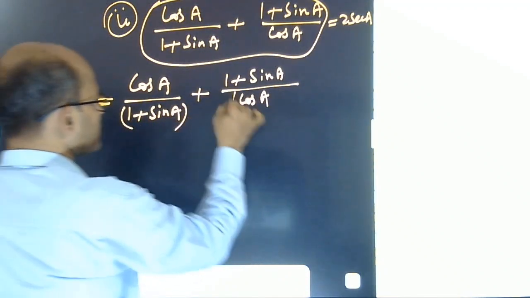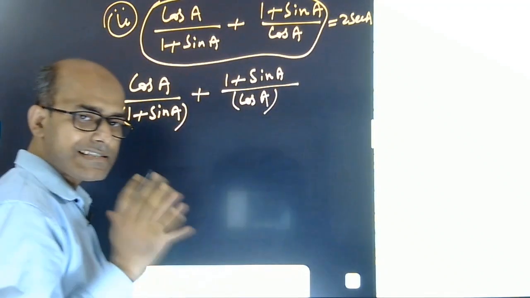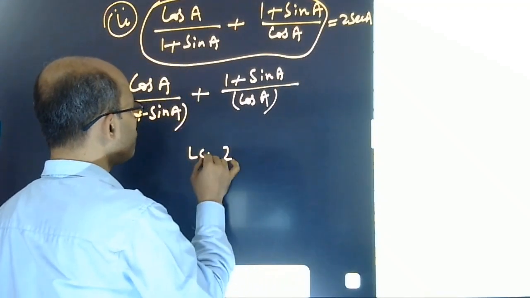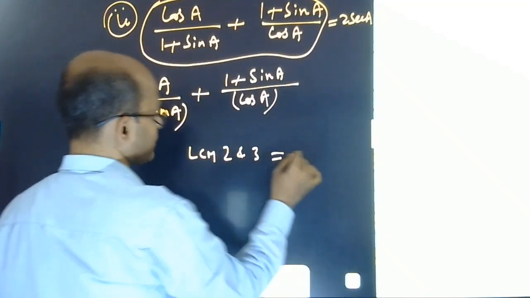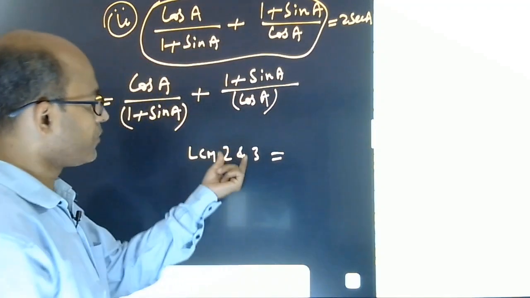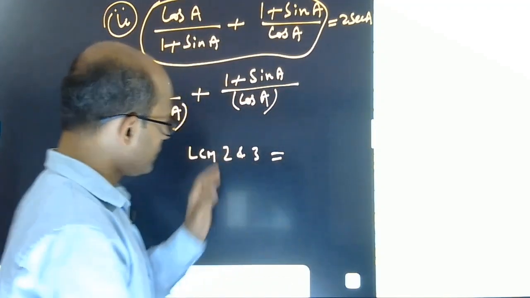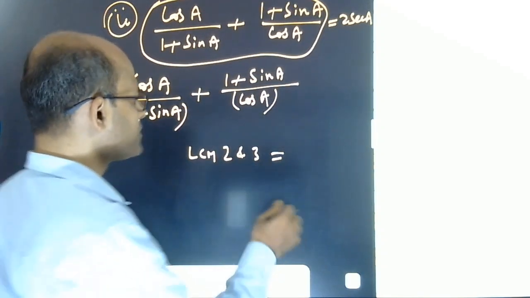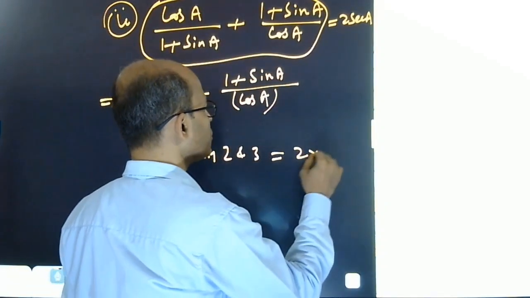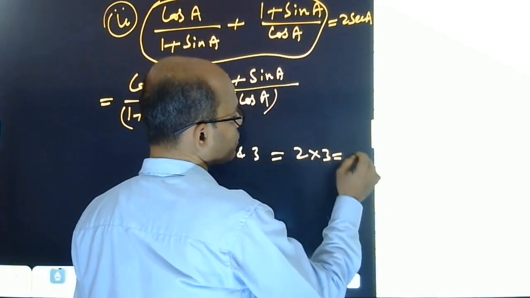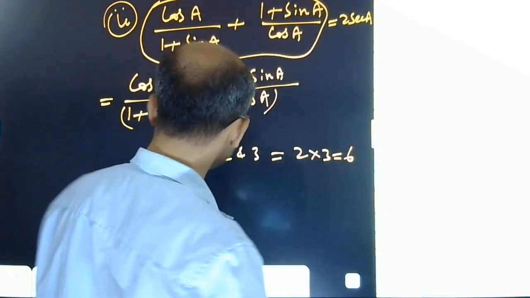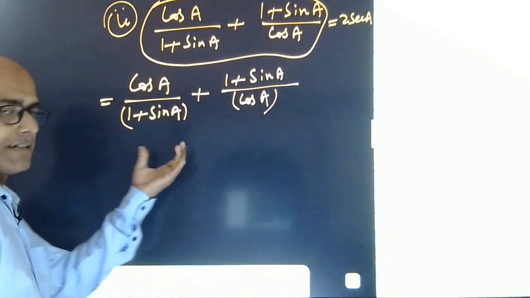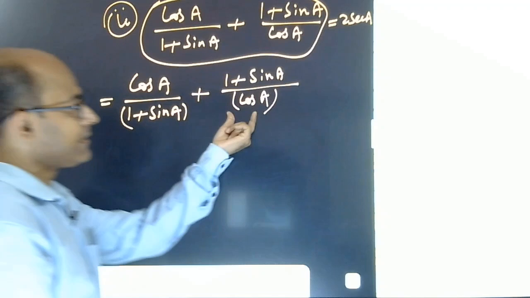If you are just asked one thing, what will be the LCM of 2 and 3, what will you say? The LCM of 2 and 3. Whenever these two numbers have nothing in common, in this situation, these two are simply multiplied to each other. 2 multiplied by 3, this is going to give how much? 6.